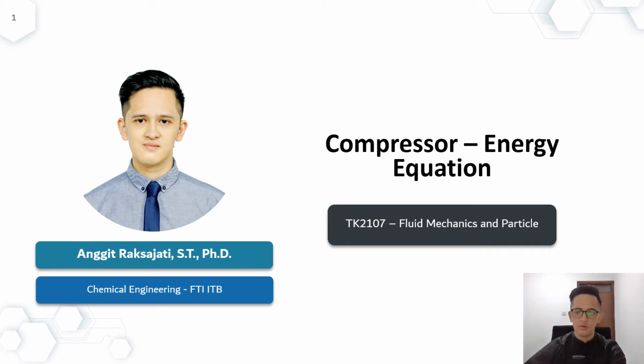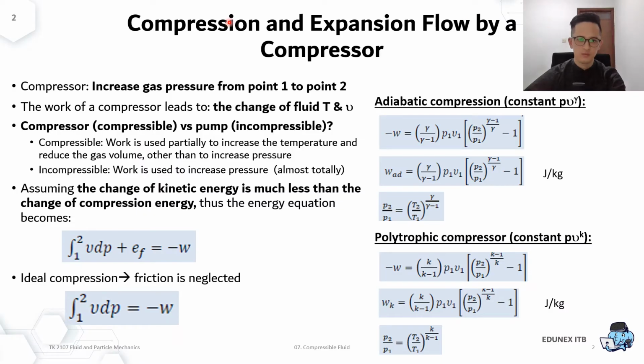In this video, I'm going to present you an overview of the energy equation for compressor in the fluid mechanics and particle course. So a compressor is used to increase gas pressure from point 1 to point 2. The work of the compressor leads to a change of fluid temperature and density. Specifically, the temperature will increase and the density will increase, or the volume will decrease.